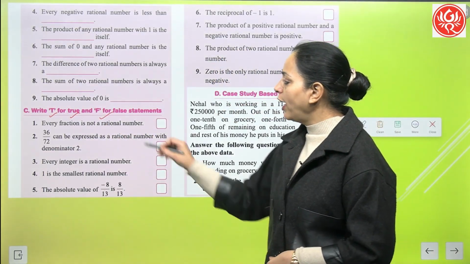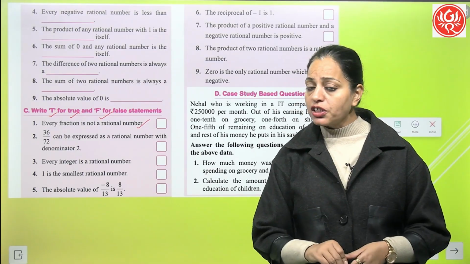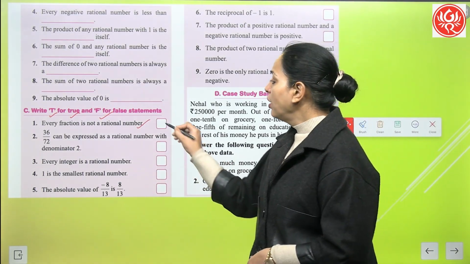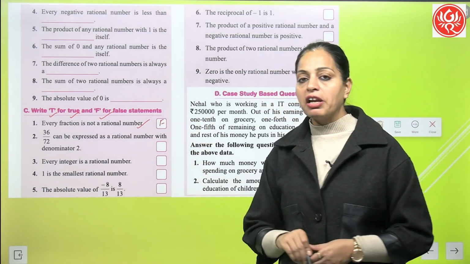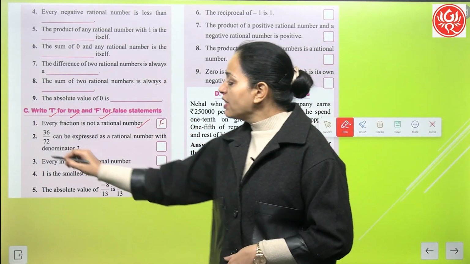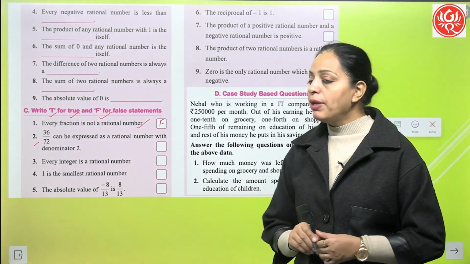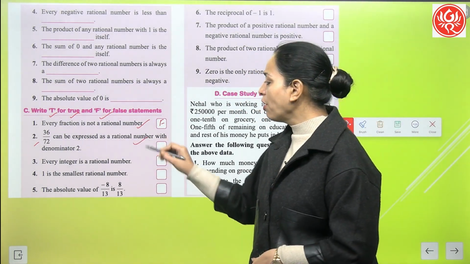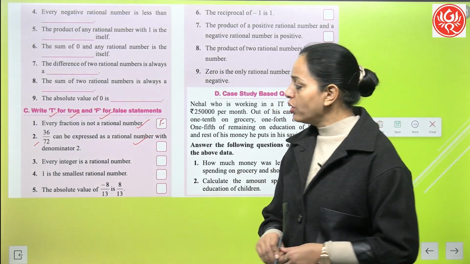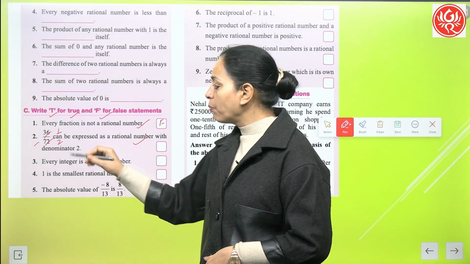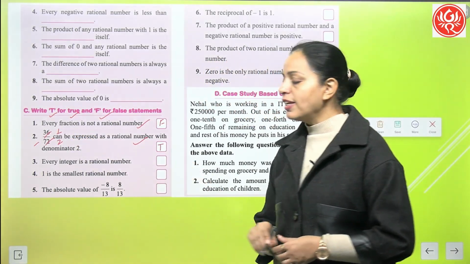The first one, every fraction is not a rational number. No, every fraction is a rational number. So this statement is false. The second one, 36 upon 72 can be expressed as a rational number with denominator 2. Yes, if we cancel by 36, we will get 1 upon 2. So this statement is true.